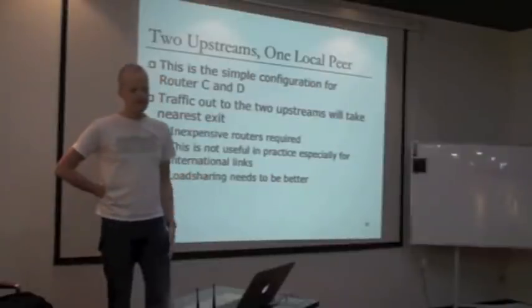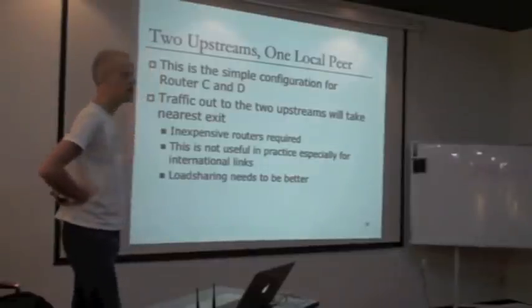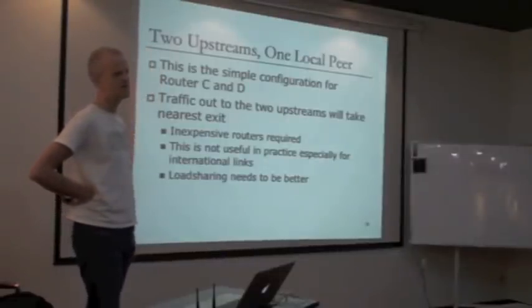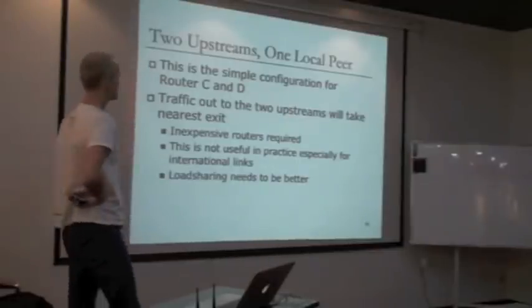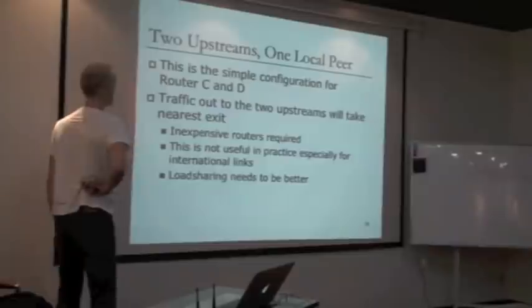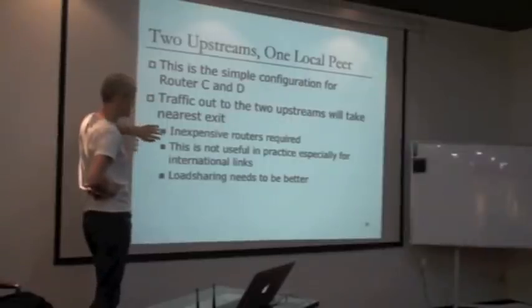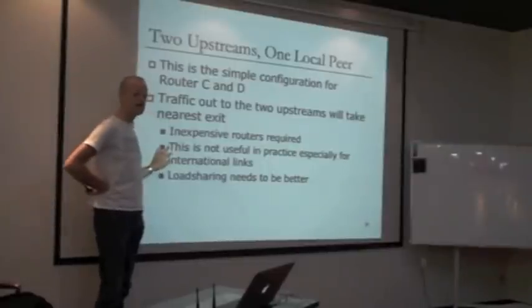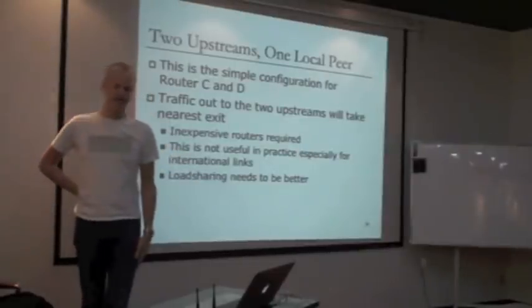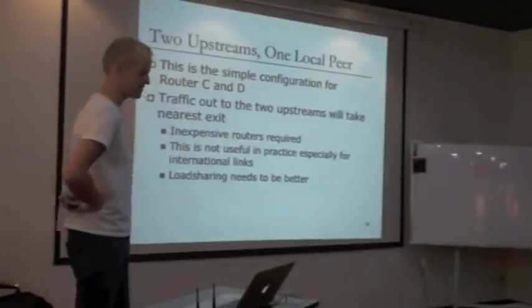The problem with this, as we saw yesterday afternoon, is that we have no outbound traffic engineering. Even inbound, there might be no traffic engineering, but outbound, there definitely is none. Traffic out will take the nearest exit. Simple, but if we have diverse international links going to different parts of the world, you end up with really not very good routing. So your load sharing needs to be quite a bit better than this.